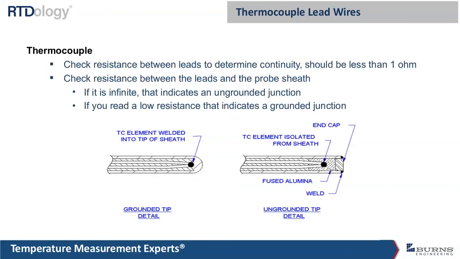One other thing to look at on thermocouples is whether it's a grounded junction or an ungrounded junction. What this means is that if the two thermocouple wires are welded into the very tip of the sensor, that is a grounded junction, so you'll have continuity between the lead wires and the probe sheath. If it's an ungrounded junction, the thermocouple hot junction is completely electrically isolated from the probe sheath. So if you were to test that with an ohm meter, you would not get any continuity between the lead wires and the case of the probe.